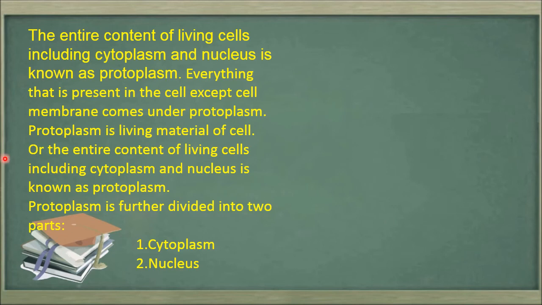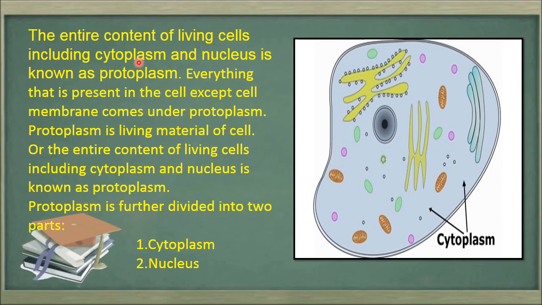The entire content of living cells, including cytoplasm and nucleus, is known as the protoplasm. Everything that is present in the cell except the cell membrane comes under the protoplasm. Protoplasm is the living material of the cell. Protoplasm is further divided into two parts, cytoplasm and nucleus.